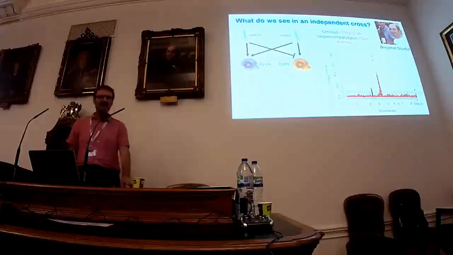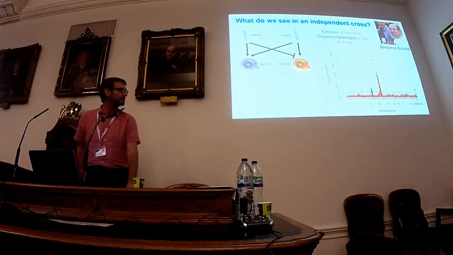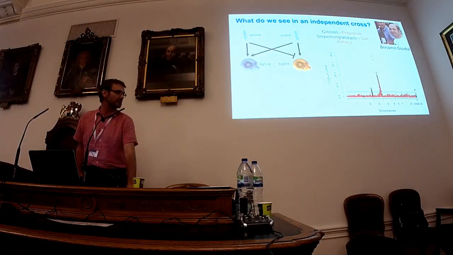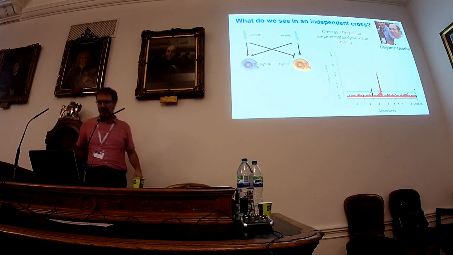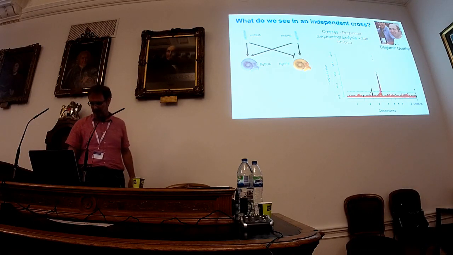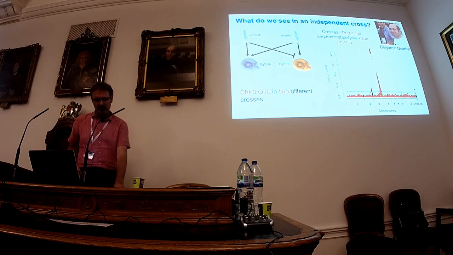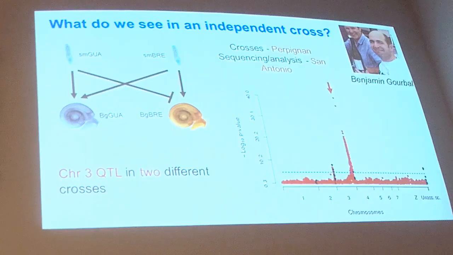And what do we see? We see a stonking great peak on chromosome 3. Again, we have a major locus involved in compatibility on chromosome 3. And we also light up that same region on chromosome 2. So two independent crosses, and we see chromosome 3 in particular lighting up in both of these.